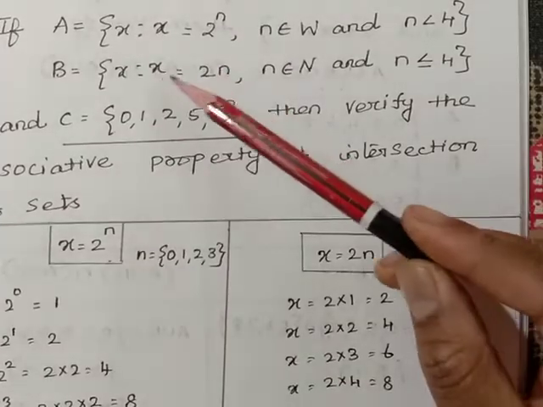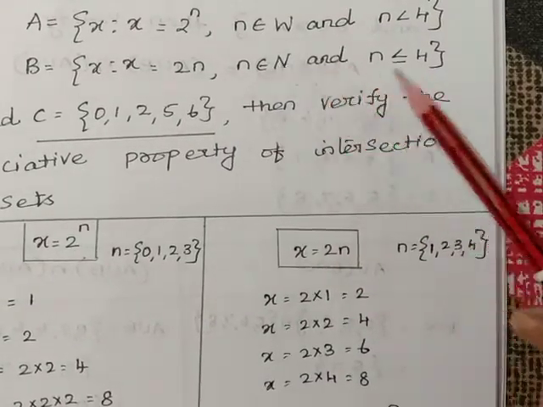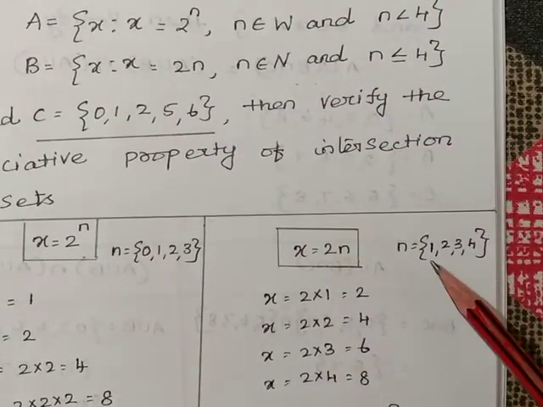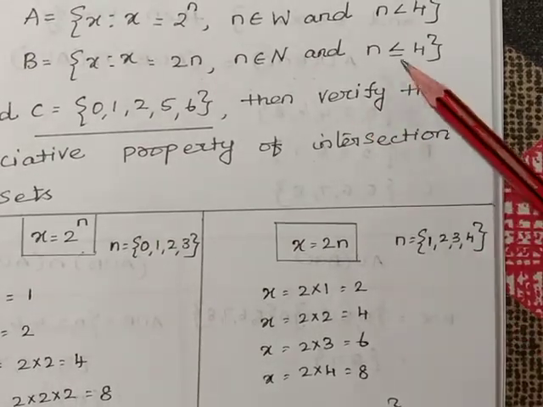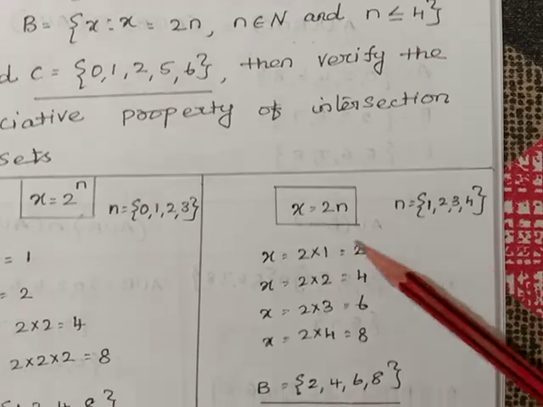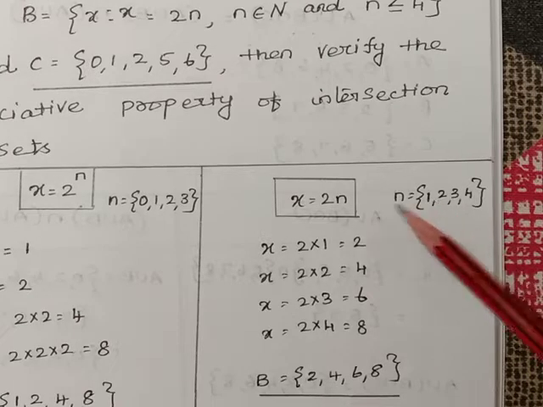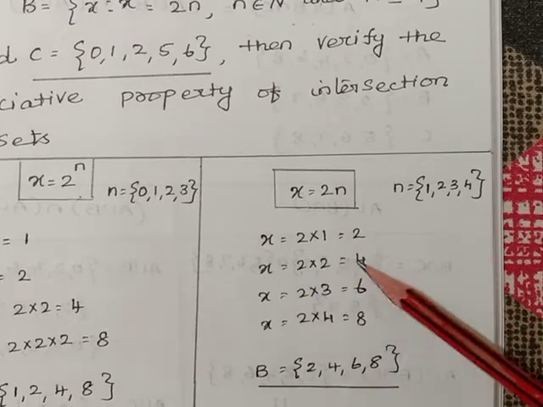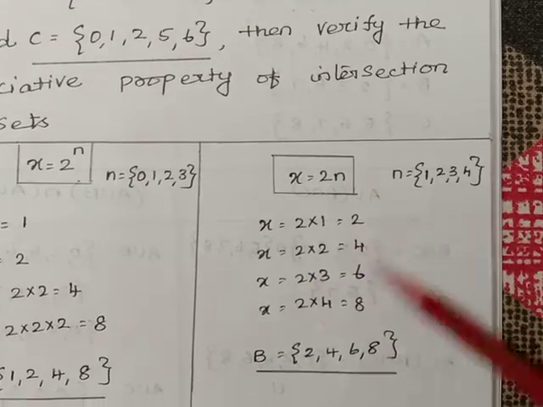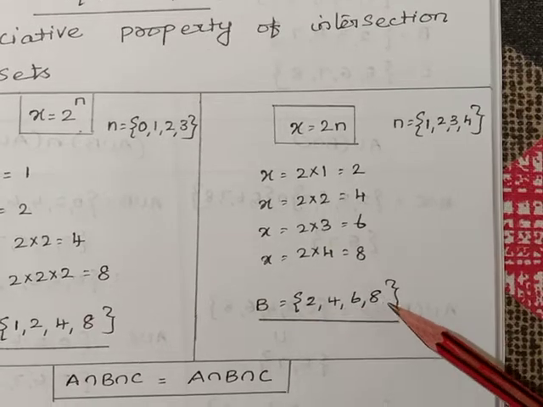And in the second set, it is given x = 2n, and n should be a natural number less than or equal to 4. So 1, 2, 3, 4. Natural numbers start from 1. Since equal to is given, we'll write 4. Now we'll substitute the value 1 in the place of n. So 2 into 1 is 2, 2 into 2 is 4, 2 into 3 is 6, 2 into 4 is 8. So the value of B is 2, 4, 6, 8.